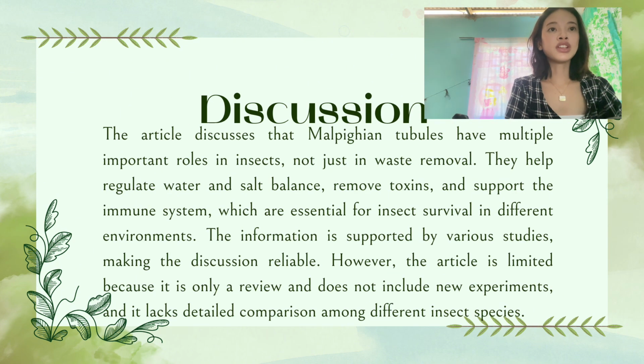So for the discussion, the article discusses that Malpighian tubules have multiple important roles in insects, not just in waste removal. They also help in regulating water and salt balance, remove toxins, and support the immune system, which are necessary for insect survival in different environments. The information is supported by various studies, making the discussion reliable. However, the article is limited because it is only a review and does not include new experiments, and it lacks detailed comparison among different insect species.